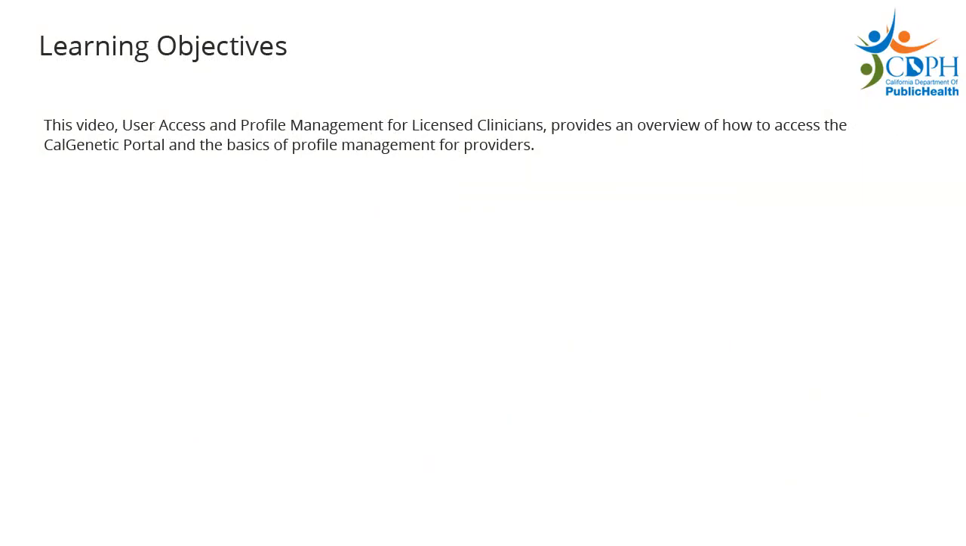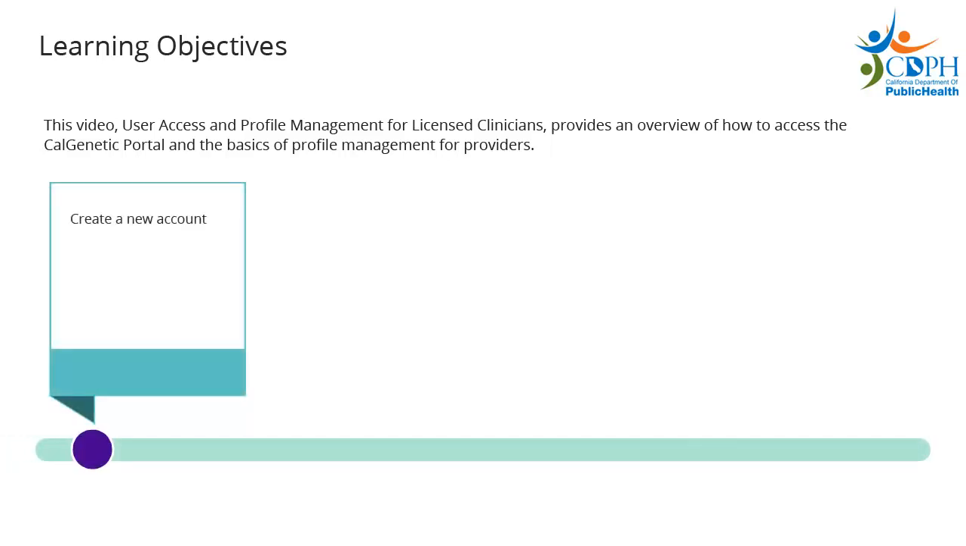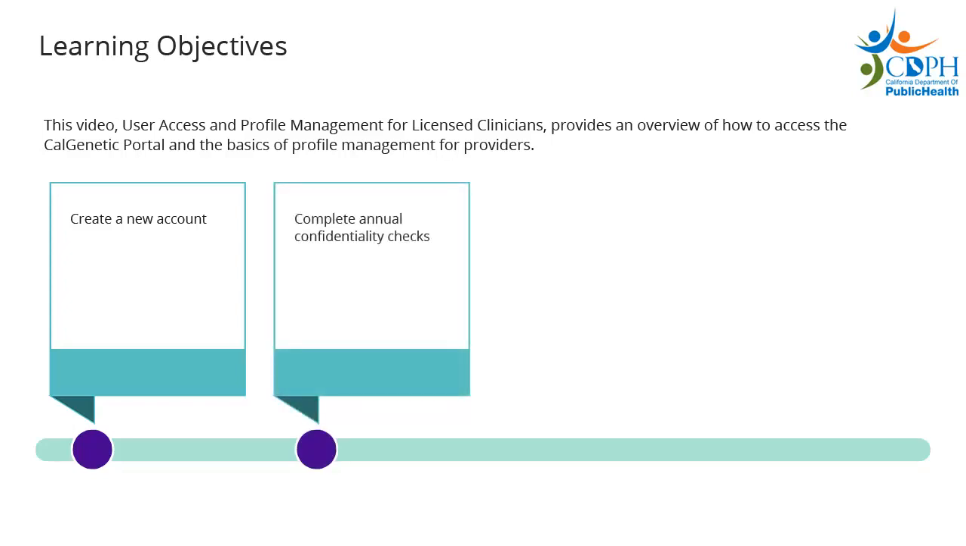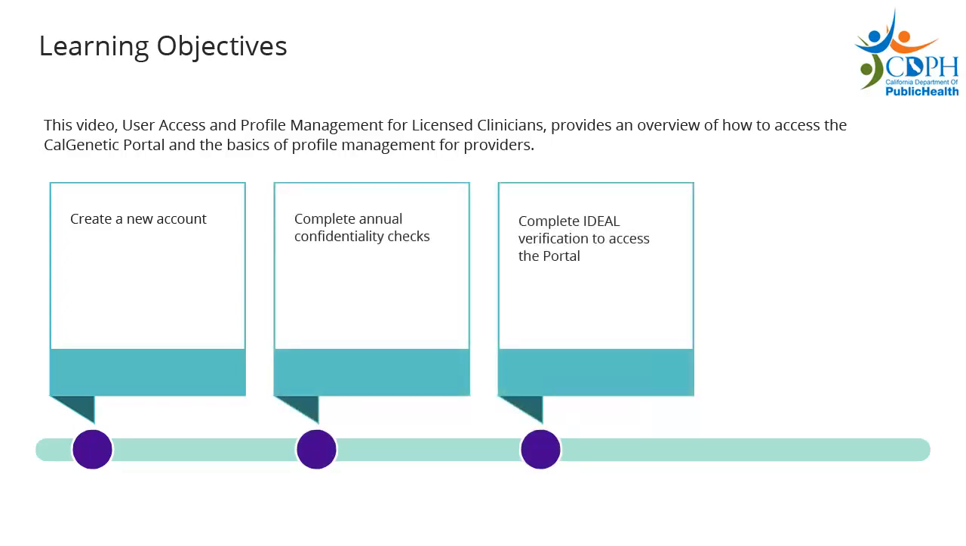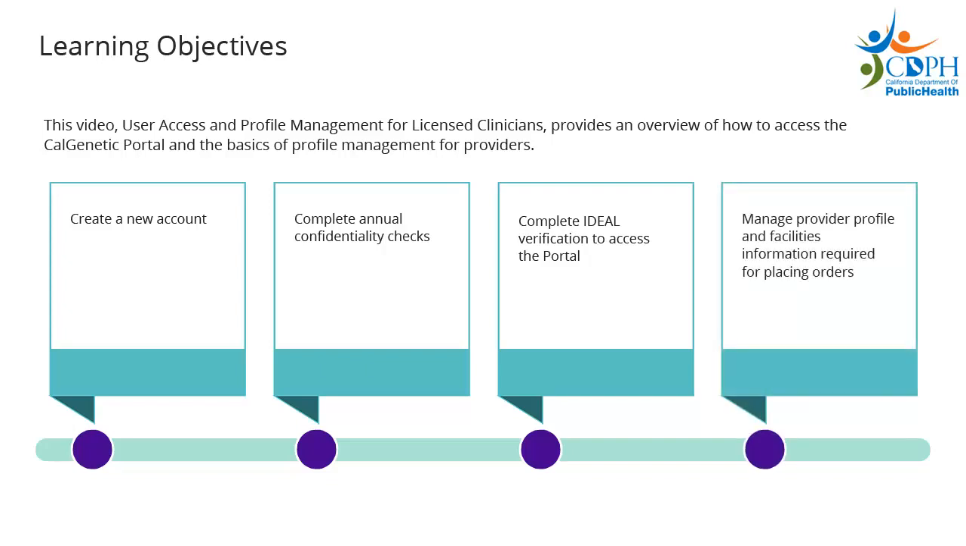This video, User Access and Profile Management for Licensed Clinicians, provides an overview of how to access the CalGenetic portal and the basics of profile management for providers. You will learn how to create a new account, complete annual confidentiality checks, complete IDEAL verification to access the portal, and manage provider profile and facilities information required for placing orders.